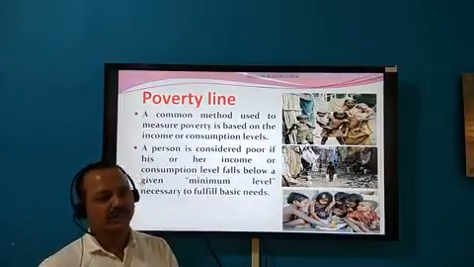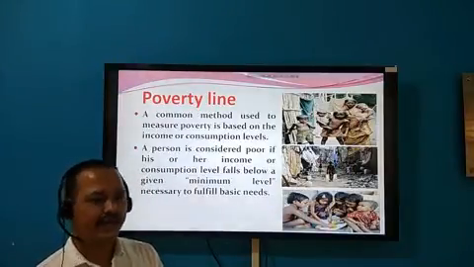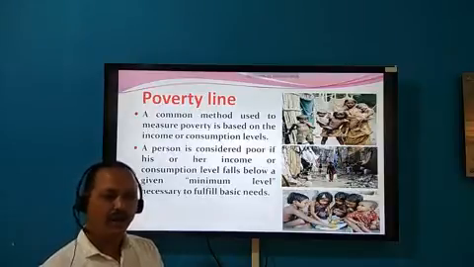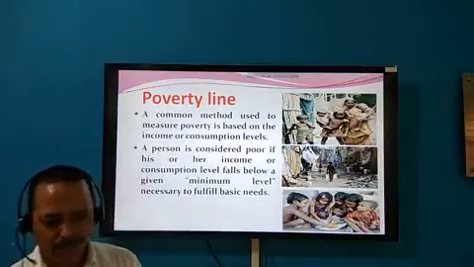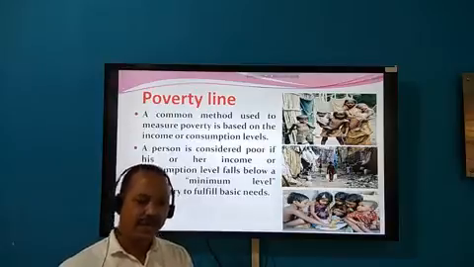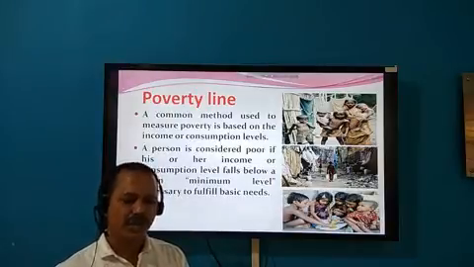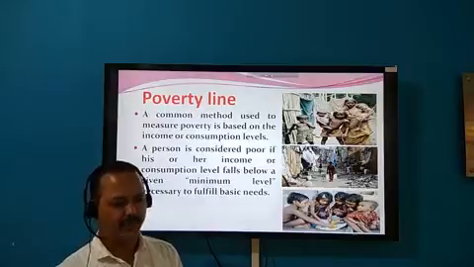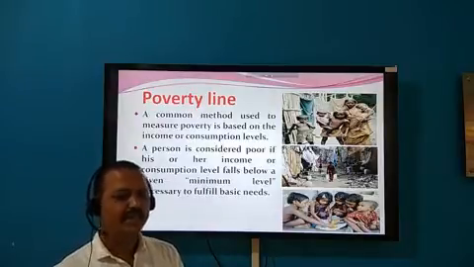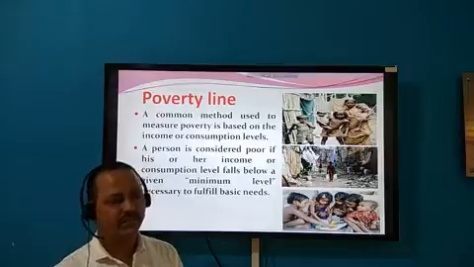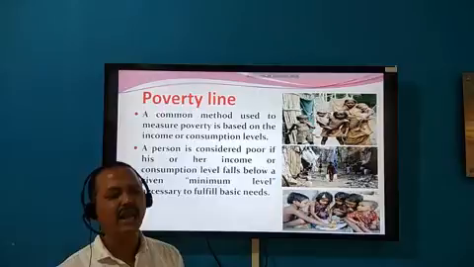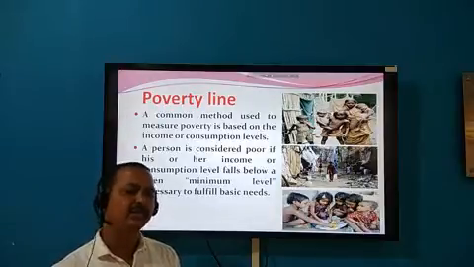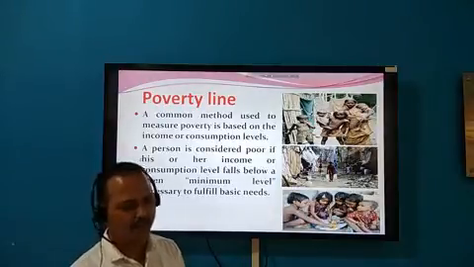Now we are going to discuss another very important point, that is poverty line. A common method used to measure poverty line is based on the income or consumption level. A person is considered poor if his or her income or consumption level falls below a given minimum level necessary to fulfill the basic needs of their life. Means when people are unable to fulfill the basic needs of their life, then they are considered below poverty line people.